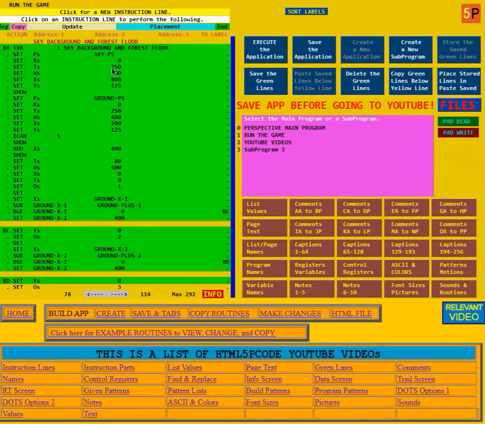This is the video for routine 101 of the perspective game. First, it sets the P control register to the sky's picture number. Then it sets RS to 0, TS to 250, WS 400, and the XY value to 800, 125.